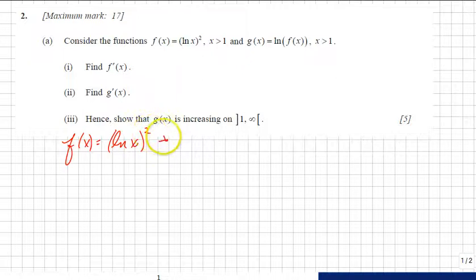So we just use the chain rule. The derivative will equal, power down, 2 ln x, decrease the power, times the derivative of the inside. The derivative of ln x is 1 over x, so there we go. That's done.